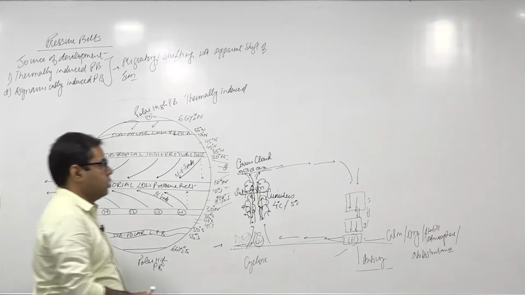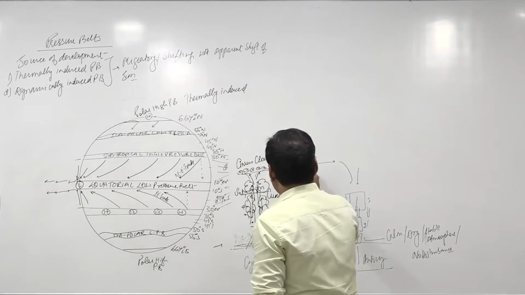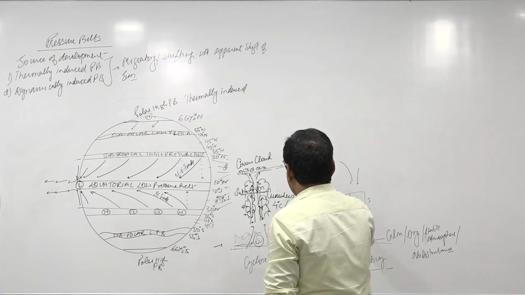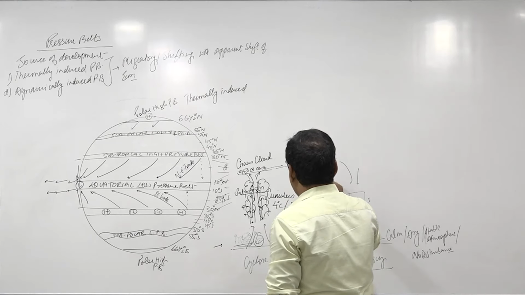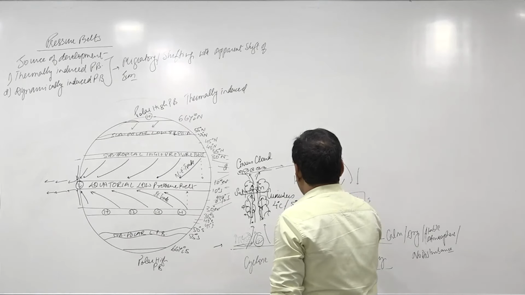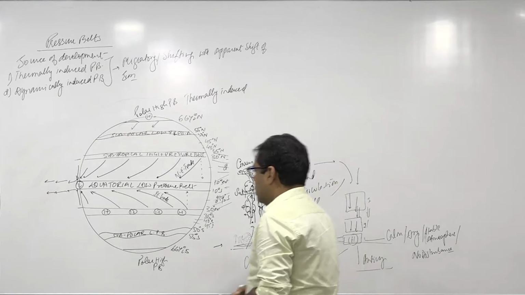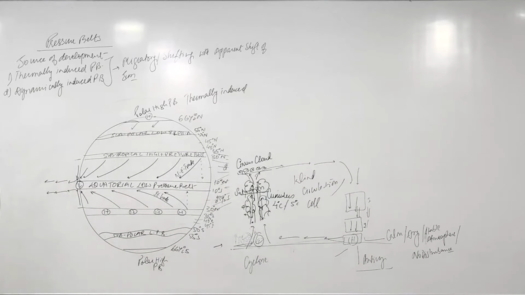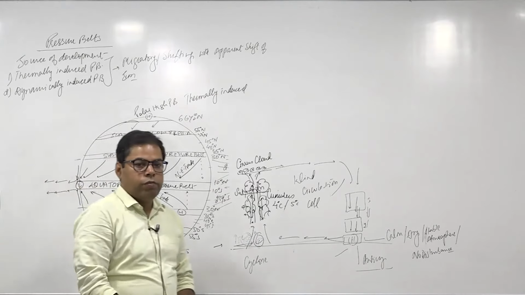क्या बोल गया हमने इसको? This is a wind circulation. This is wind circulation or wind cell. Clear everybody? Wind circulation or the wind cell.